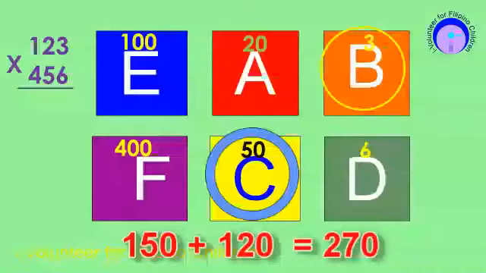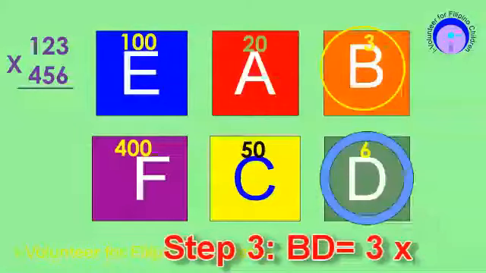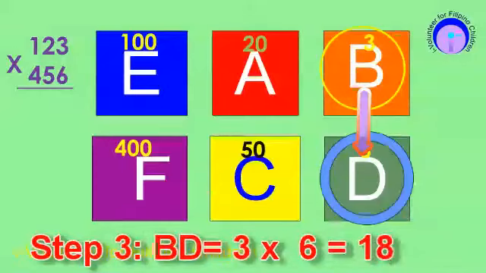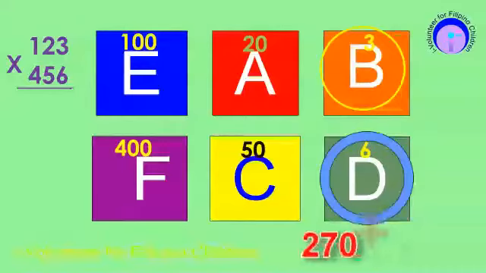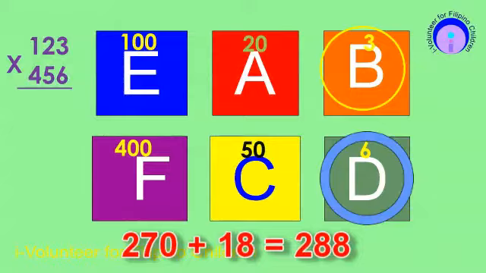Remember 270. Step 3. Find BD. 3 times 6 is equal to 18. Now, add 18 to the previous answer. 270 plus 18 is equal to 288.